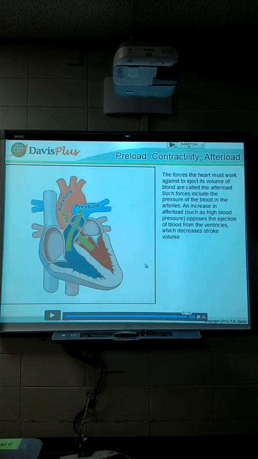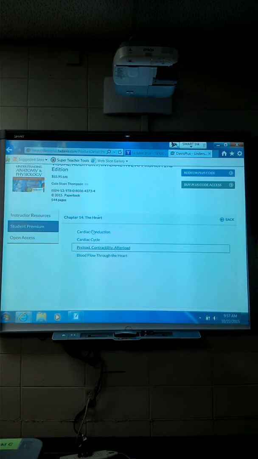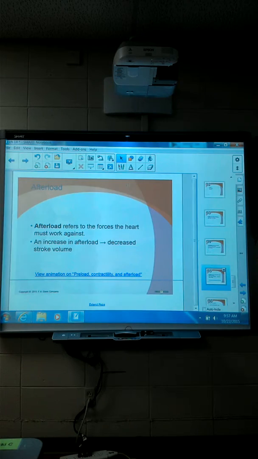So it decreases its ability to push blood out. Again, not good, having high blood pressure.